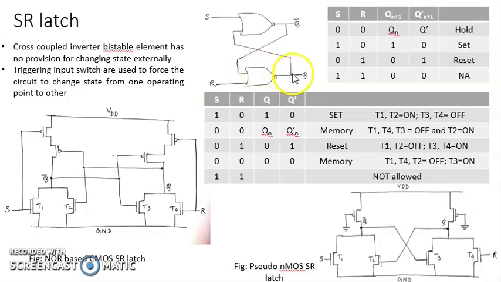Similarly, the output of the second NOR gate is connected to the input of the first NOR gate. This makes the two NOR gates connected in a cross-coupled way. S and R constitute the externally applied triggering inputs. If S and R both are equal to 0, the circuit is exactly the same as the cross-coupled inverter that preserves one of its stable operating points.